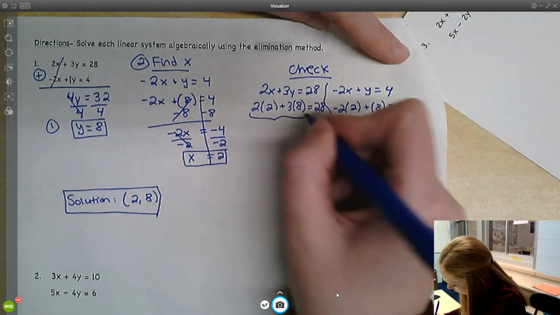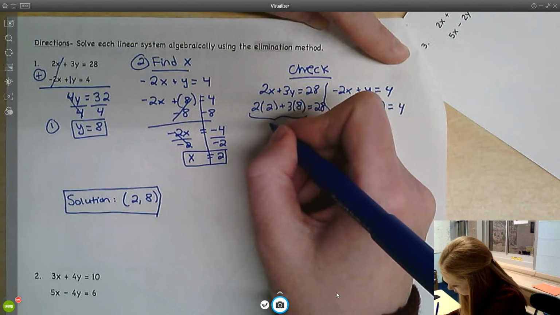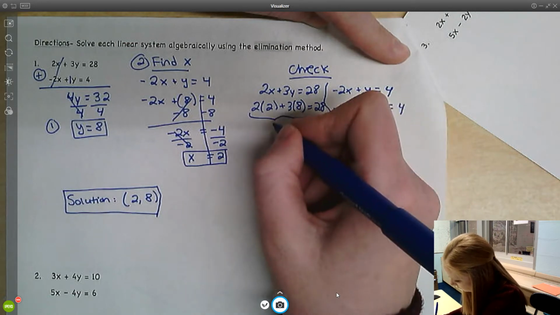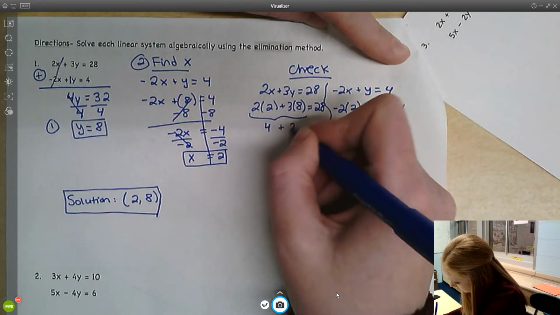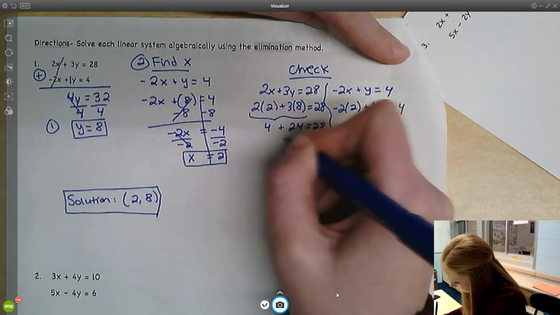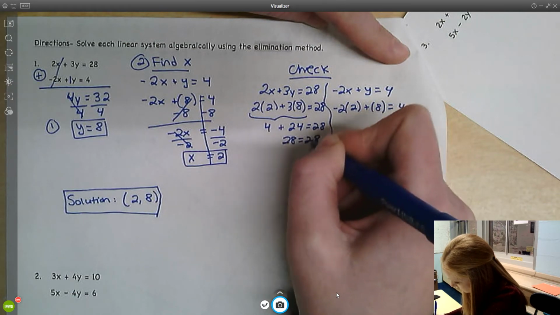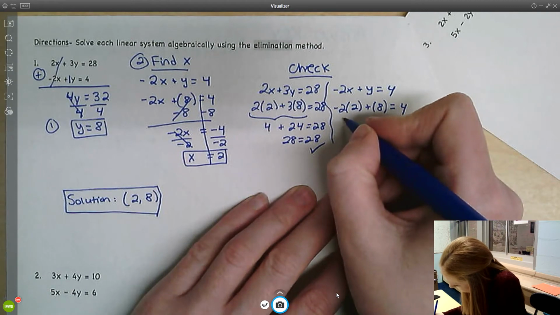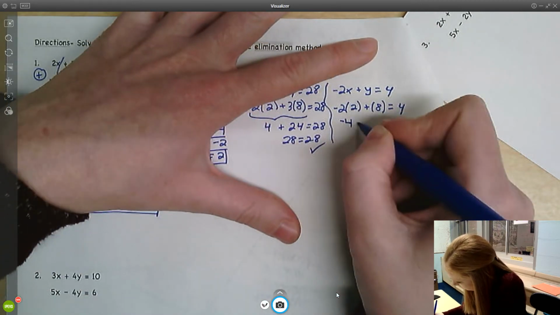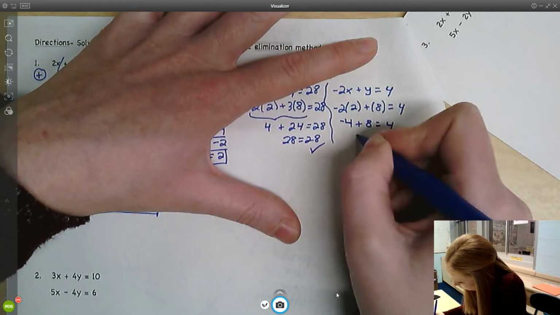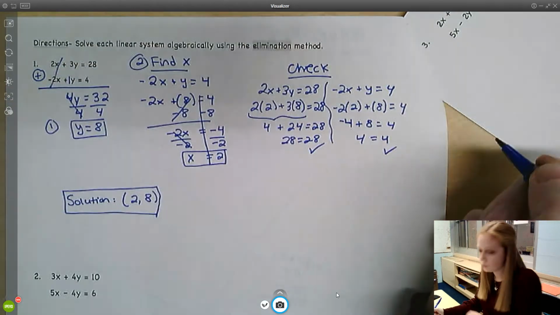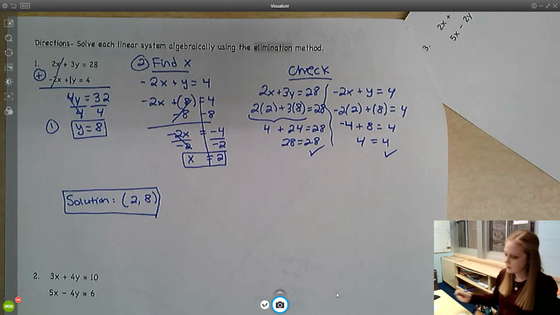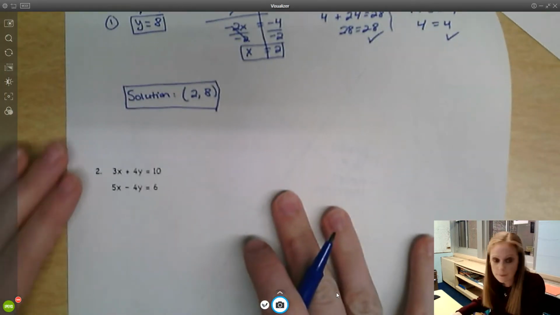You could just put this whole thing in your calculator. 2 times 2 is 4, 4 plus 3 times 8 is 24. I'll just do it step by step. 4 plus 24 is 28. So that does check out. And then here, negative 2 times 2 is negative 4. Negative 4 plus 8 is 4, so that one checks out as well. That's how we know that that solution is on both of those lines. It's where they intersect.